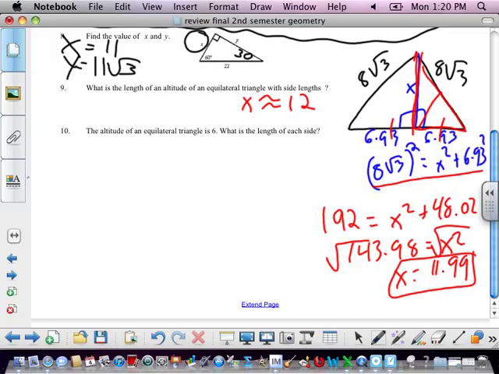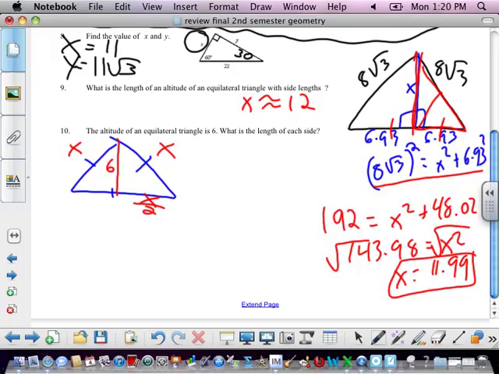Yes? Okay, so we've got the altitude of an equilateral triangle is 6. What is the length of each side? Okay, so this is backwards. So we've got an equilateral triangle. All the sides are the same length. I know the altitude is 6. I want to know what everything else is. All the sides are the same, so let's give the sides x. If we divide x in half, what do we get? x over 2? Or 1/2 x?